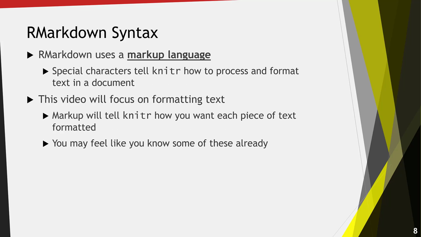So what goes into the body of the document? RMarkdown processes the body of the document using a markup language. These are special characters that tell Knitr how to process and format the text in your document. This video is going to focus on that markup language and how you would format text. Again, this markup is going to tell Knitr how you want each piece of text formatted. You may feel like you know some of these already.